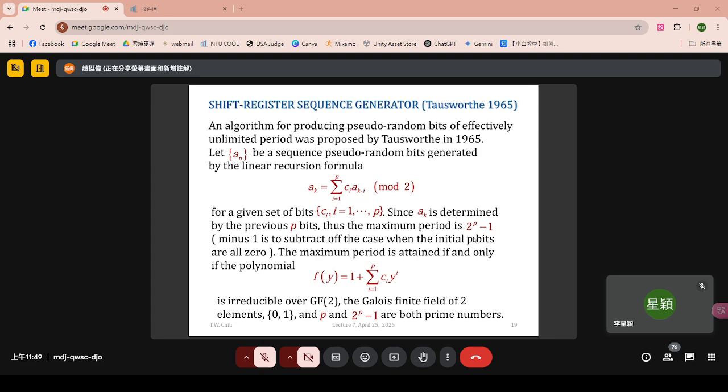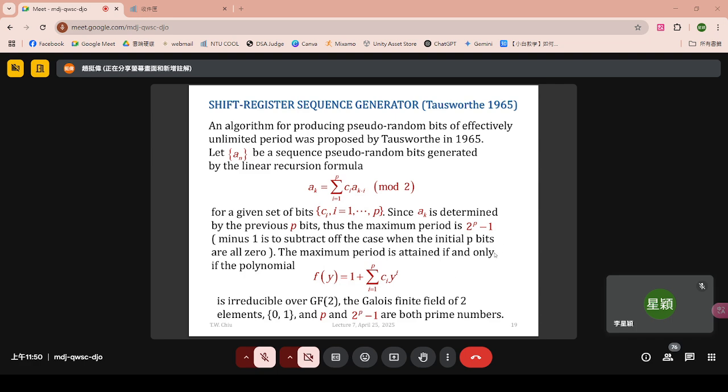The maximum period is attained if and only if the polynomial with this coefficient C is irreducible over GF(2). GF(2) is the Galois finite field of 2 elements, 0 and 1. And p is a prime number and 2 to the p minus 1 is a prime number, so this is a Mersenne prime. If p is a prime number and 2 to the power p minus 1 is a prime number, then this is a Mersenne prime number.